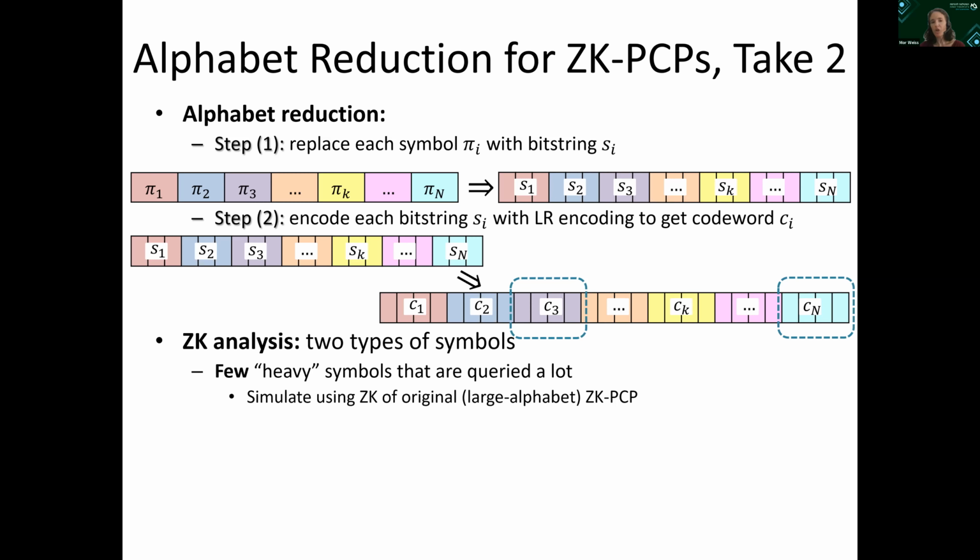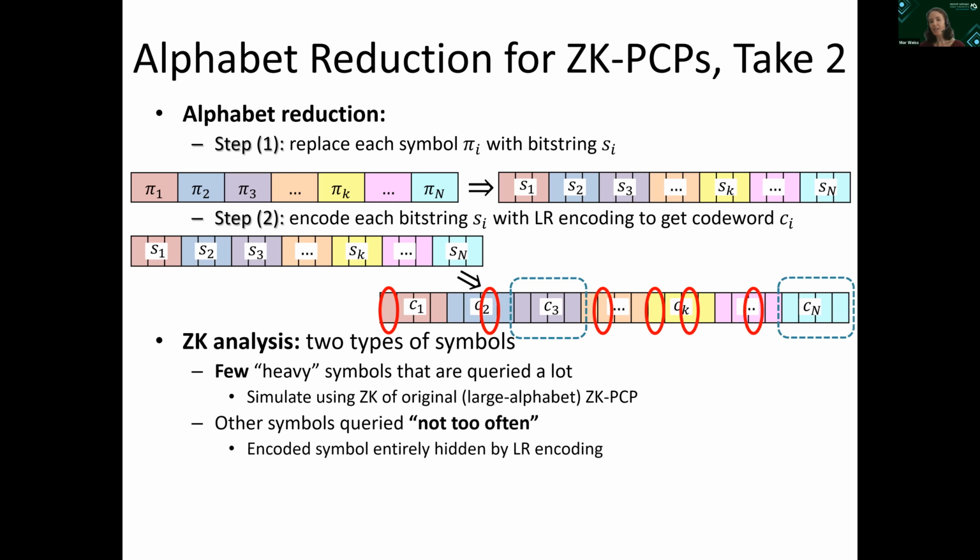For the other symbols, they can't be queried too often, because again, the verifier is restricted in how many queries it can make. And because they can't be queried too often, we can use the leakage resilience of the leakage-resilient encoding to answer these queries, because we know that few leakage bits on the encoding reveals no information about the underlying secret. So we do get zero knowledge.